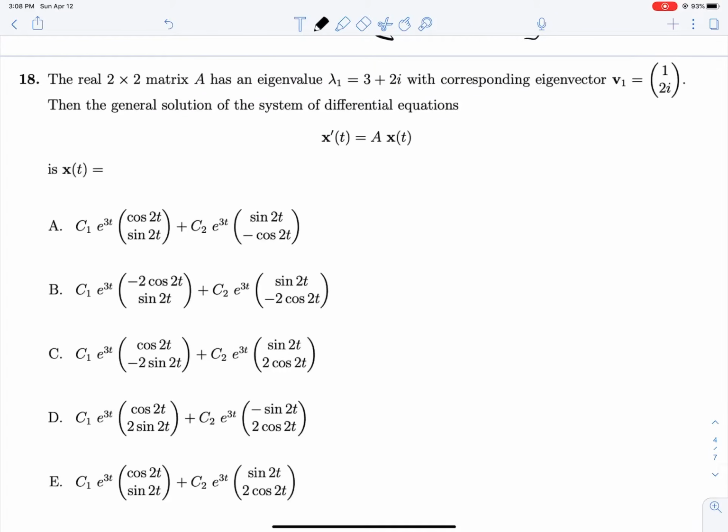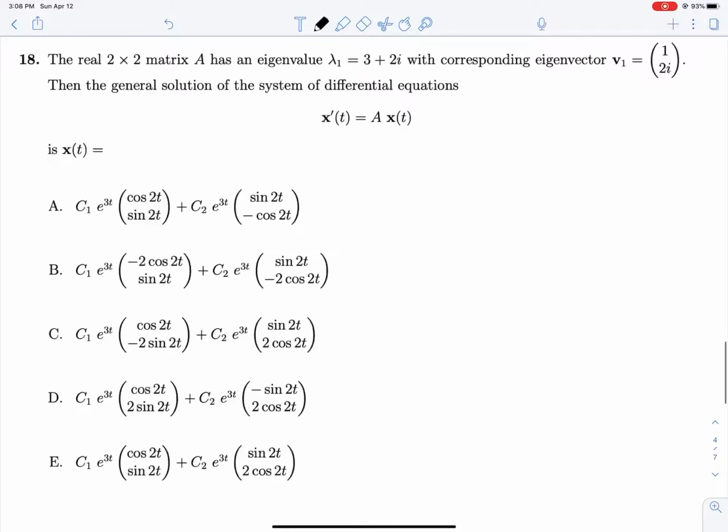18. The real 2 by 2 matrix A has an eigenvalue, lambda 1, of 3 plus 2i, and the corresponding eigenvector given there. We're finding the general solution. So what we have to do here is set up v1, 1, 2i, times e to the lambda 1, 3 plus 2i t, and do some moving around and substitutions, and we'll end up with something that is real and has two parts to it.